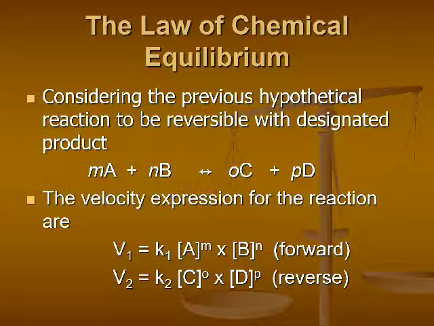Considering the previous hypothetical reaction to be reversible, with the designated product, which as you can see is the reactant and also the product, the velocity expressions for the reaction are the following. V sub 1 is equal to the equilibrium constant k1 times the reactants [A]^m [B]^n, which is of course the forward process, and V sub 2 is equal to the equilibrium constant k2 times [C]^o [D]^p, which is the reverse reaction.